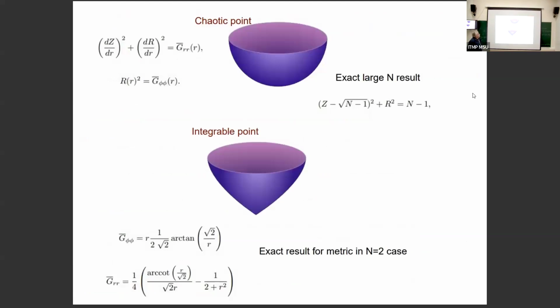And there are two findings. First of all, for a chaotic point, the induced geometry of the parameter space is smooth. We have here in the parameter space a half sphere actually. On the other hand, when we consider the integrable model, the geometry, in agreement with quite a general expectation, has a kind of singularity. It is a conical defect.